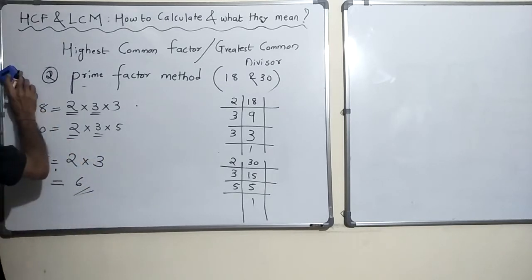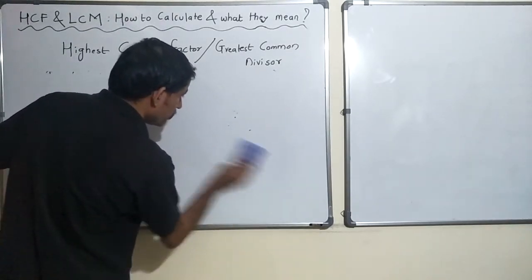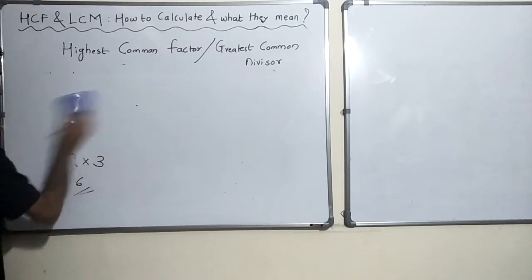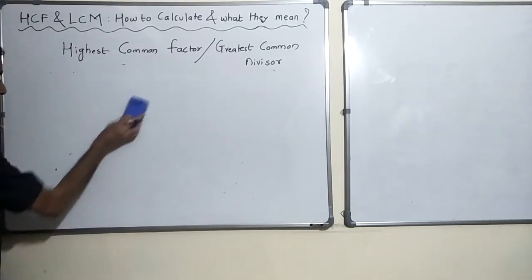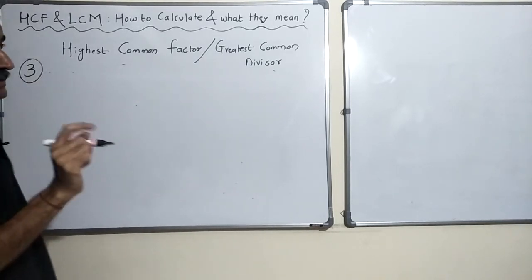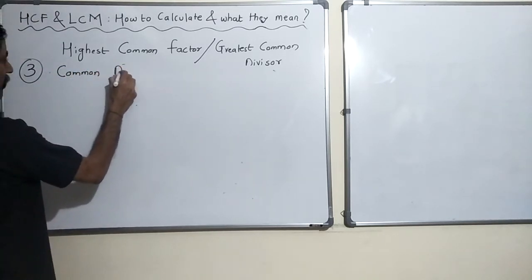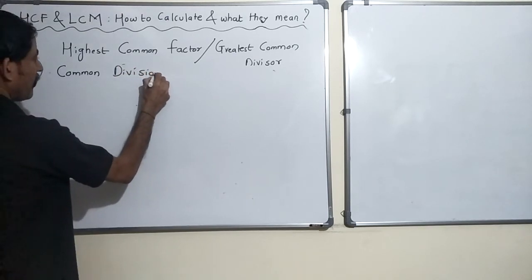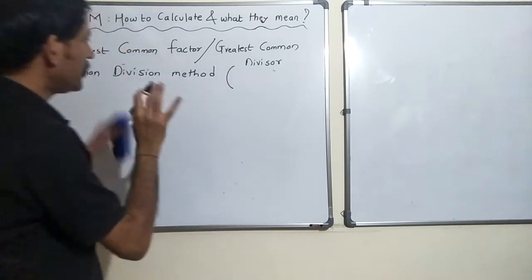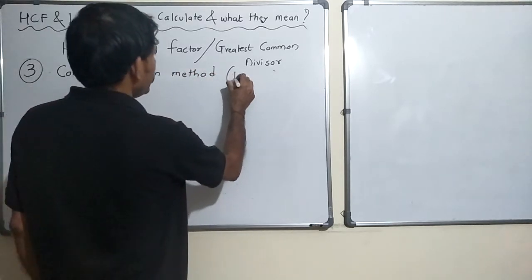So let's find out what the third method would be. Do you remember, children? Anything that rings a bell? Okay, let me do it. So the third method to find the HCF is the common division method. Alright, so using the common division method, let's find the HCF of 18, 30 and 36.